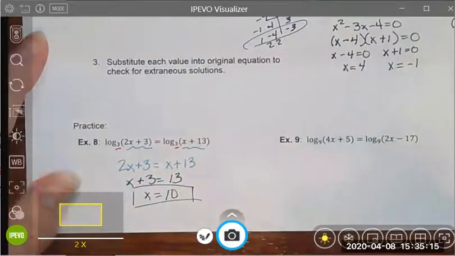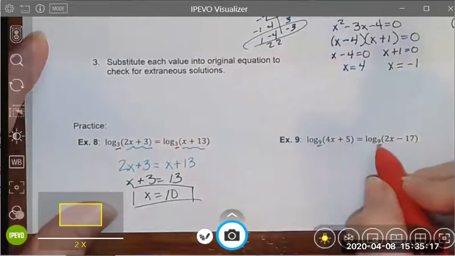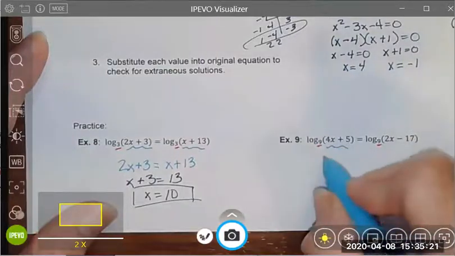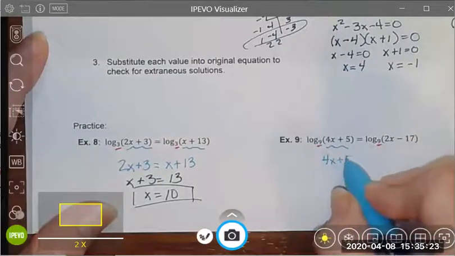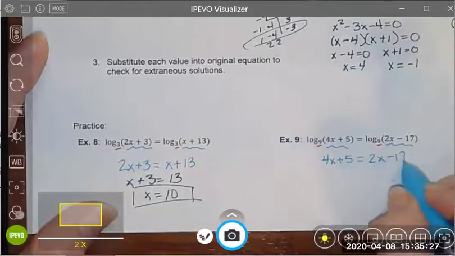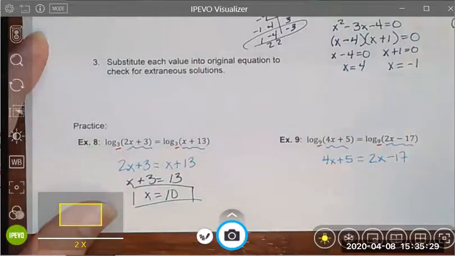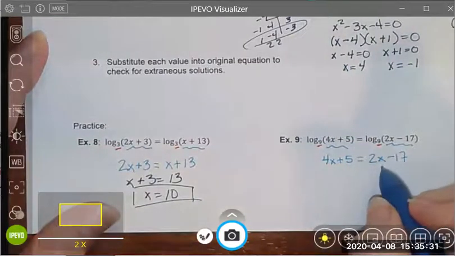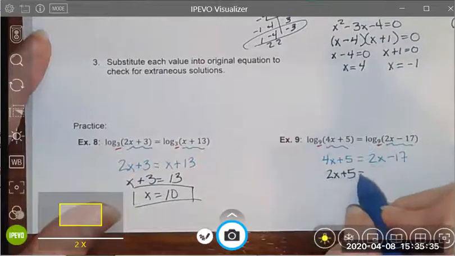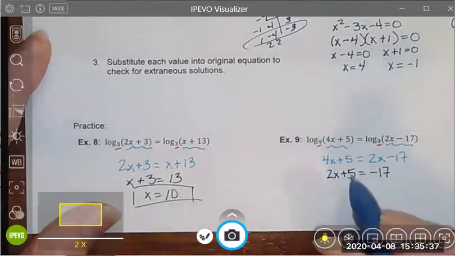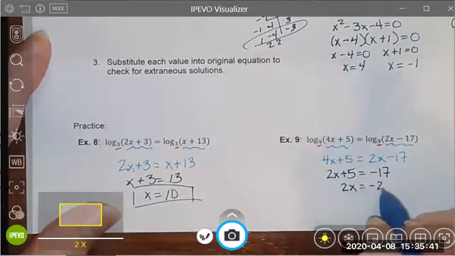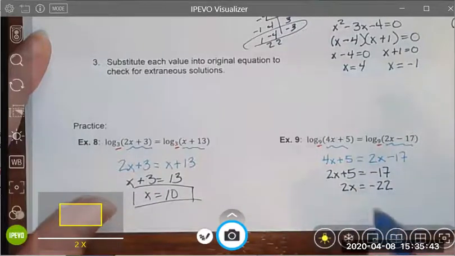For example 9, I'm going to check to make sure my bases are the same, and they are. So I can set 4x plus 5 equal to 2x minus 17 and zip through solving this equation: subtract 2x from both sides, subtract 5 from both sides, and now finally divide by 2.